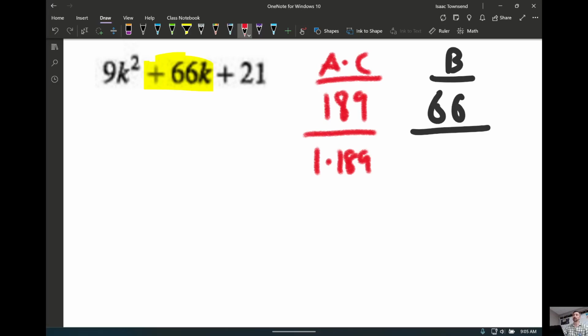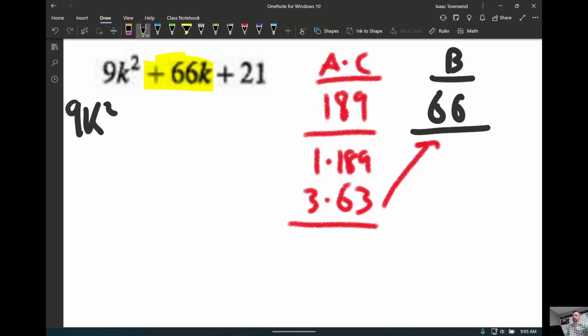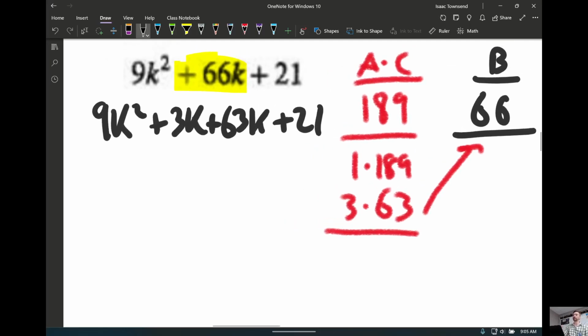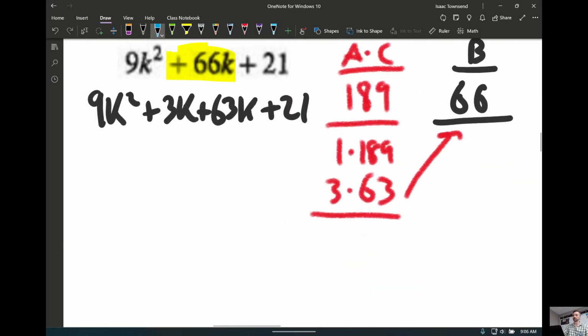1 times 189, it's not going to work. 2 doesn't go into 189. 3 does. And there may be others, but I'm stopping there because that adds to what I need. Rewrite the question from 3 terms to 4 terms. So instead of saying 66 Ks, we're going to say 3 Ks plus 63 Ks. Same thing, just different appearance. Specifically a different appearance where now factor by grouping will finish without any issues.